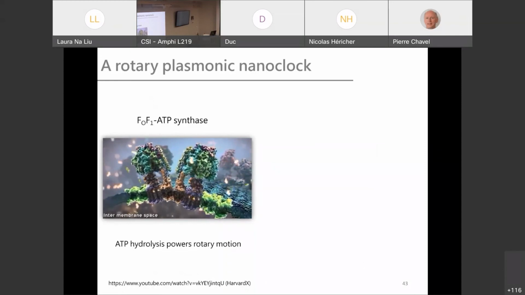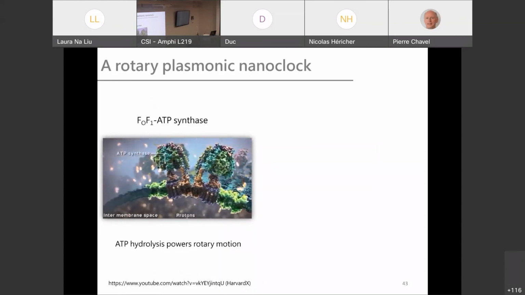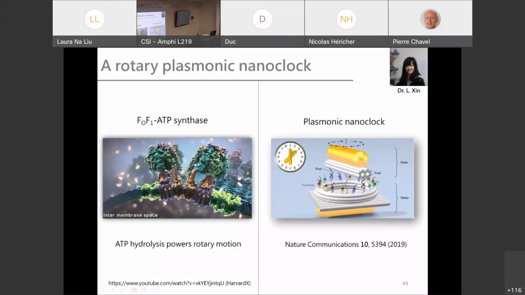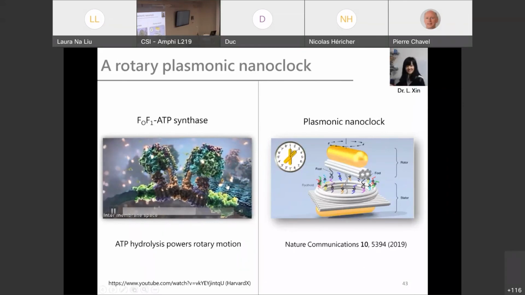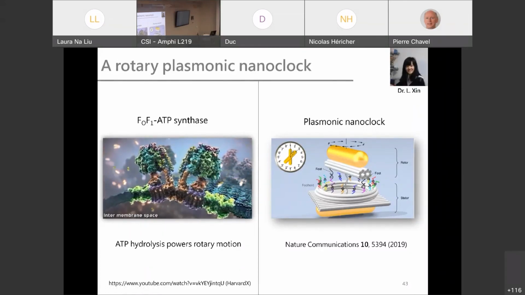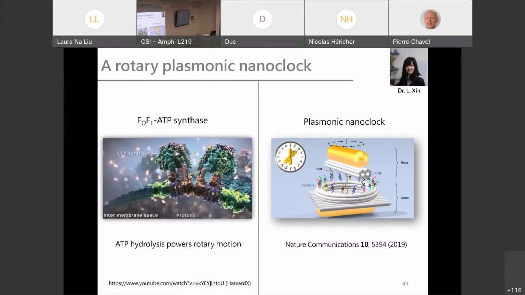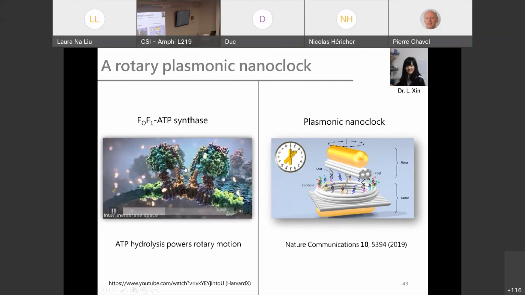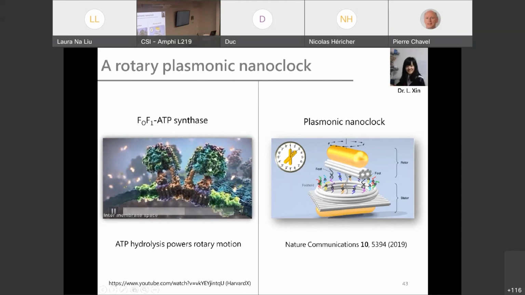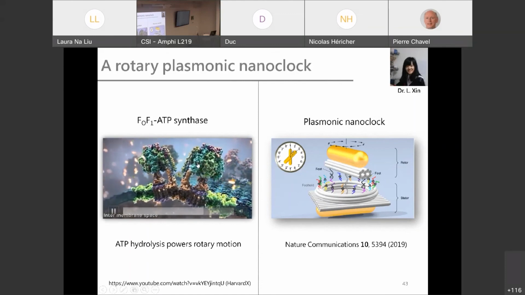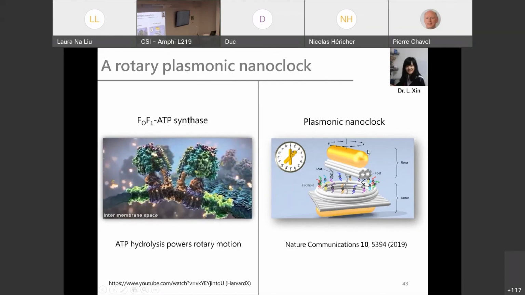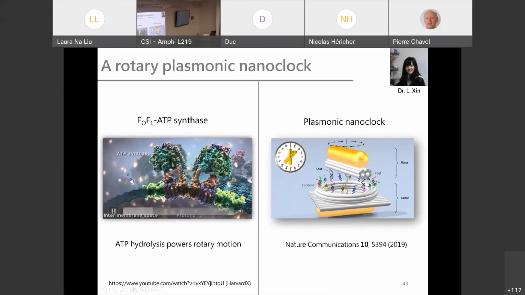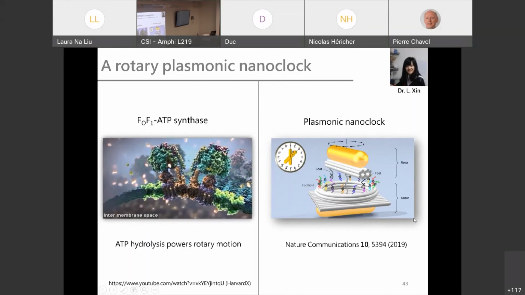So this is a relatively recent piece of work. It is called a rotary plasmonic nanoclock. For the previous presentation slides, I only showed you the switch of our system between just several angles. Then the question is, if we want to imitate, for example, the full rotation of the ATP synthesis machine, then we need the rotation of our plasmonic system from 0 to 360 degrees. So this is really the motivation.